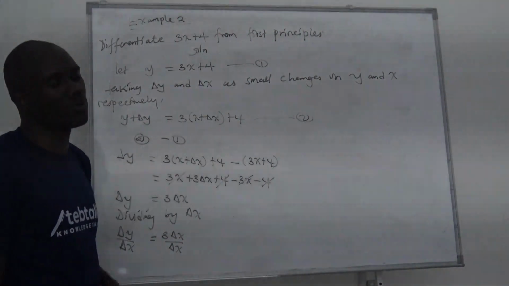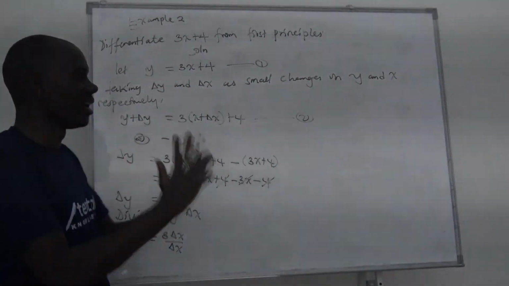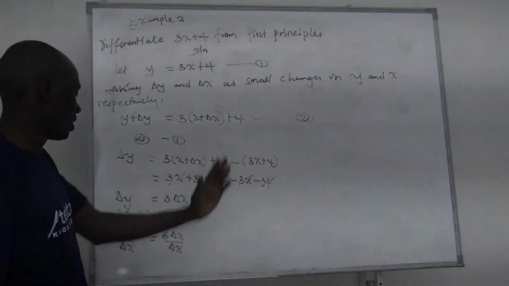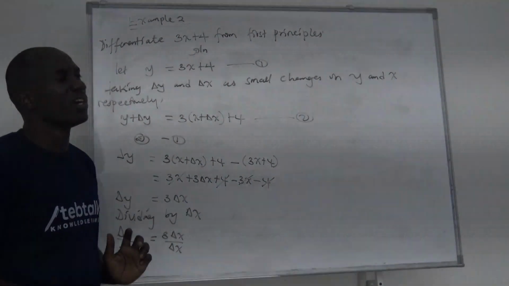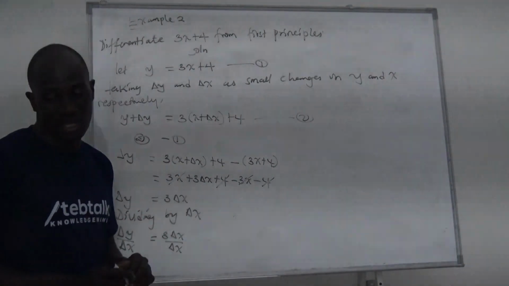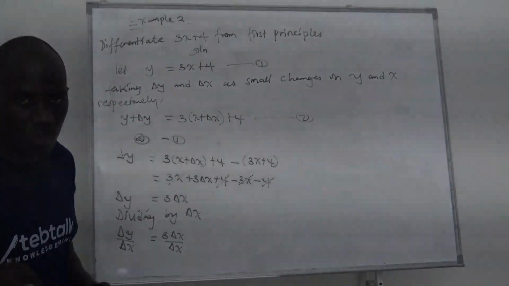Then we remember there's a procedure: dividing by delta x. We divide by delta x. So we have come with delta y over delta x equals 3. So where we are now moving.